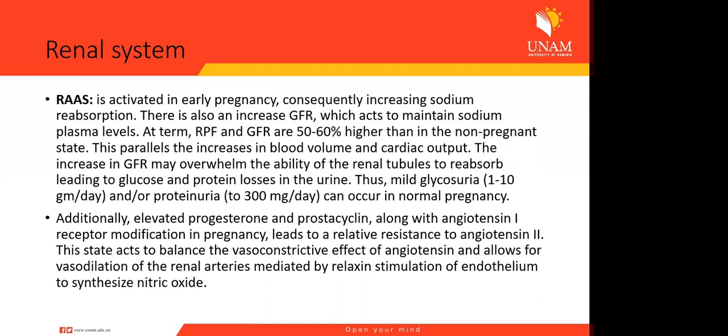So most women have some degree of mild glycosuria and or mild proteinuria, which can occur in normal pregnancy. Additionally, elevated progesterone levels and prostacyclin, with angiotensin-1 receptor modification in pregnancy, cause a relative resistance to angiotensin-2, which is a potent vasoconstrictor, and this also helps in causing more vasodilatation globally, especially in the renal system.